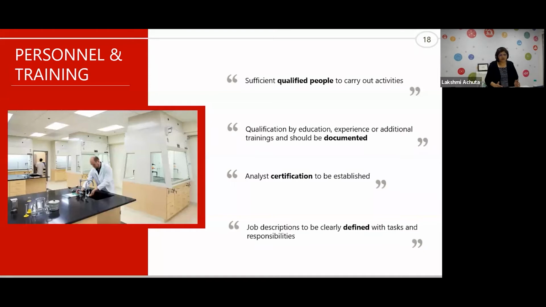It is important to note that analyst certification is not a one-time activity. It is a routine activity, and it could be based on the samples being handled by the analyst. It could be done on a periodic basis. The frequency could be as much as once in 6 months or once in a year. So according to the conduct of the study, or the analyst requirement, they would be certified. The job descriptions have to be very well defined as per the tasks and the roles and the responsibility undertaken by the various team members.